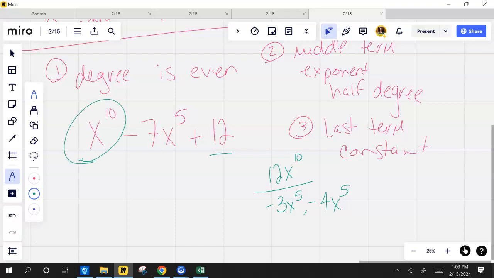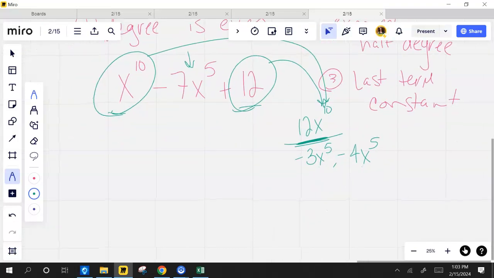Multiply the first and the last together. It's the same rules as when we factor the quadratics. And then I say what multiplies to this but adds to the term in the middle. And then I write it out. So I have x to the 10th minus 3x to the 5th minus 4x to the 5th plus 12. And now I'm going to factor as normal.